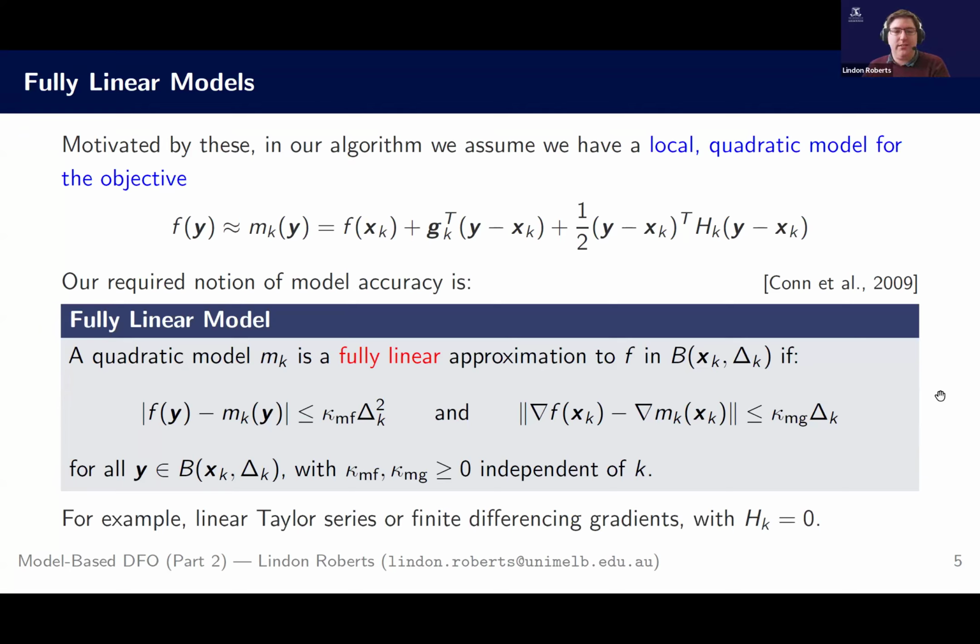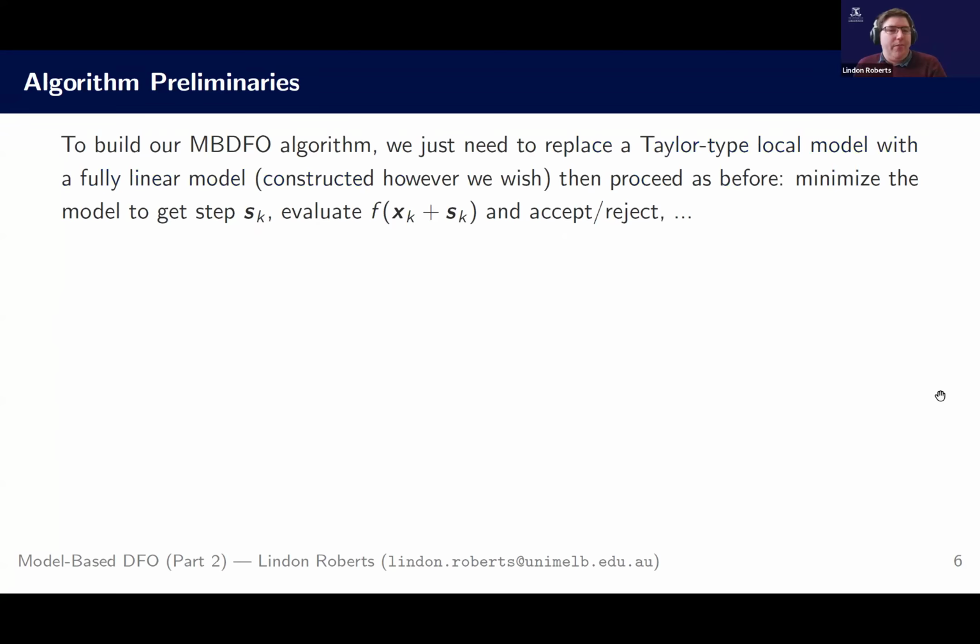So linear Taylor series, finite difference gradients satisfy this if we set the model Hessian to be 0. Okay, so now that we've got that, we've created a local quadratic model in some way. And now we're going to do a trust region step. We're going to minimize our model, evaluate the new point at the step, accept or reject based on how well that evaluation goes, all the standard trust region mechanisms.